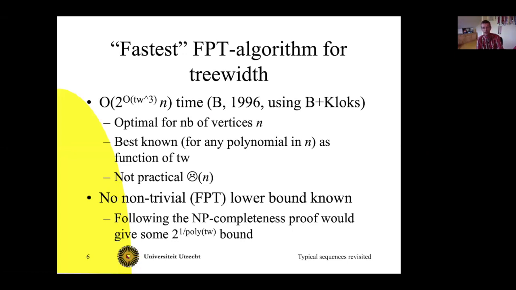Is this really the best we can do, this 2 to the order Treewidth cubed, or is there something better? And at this point, there is not really any lower bound known at all. Of course, you can prove a lower bound by just following the steps in the NP-completeness proof, but that would give you something like 1 divided by a polynomial in the exponent, which is far away from what you want. And even something like 2 to the order Treewidth as a lower bound is not known at this point. So there is really a big gap between upper and lower bound if we look at the complexity of Treewidth as a function of the parameter Treewidth itself.